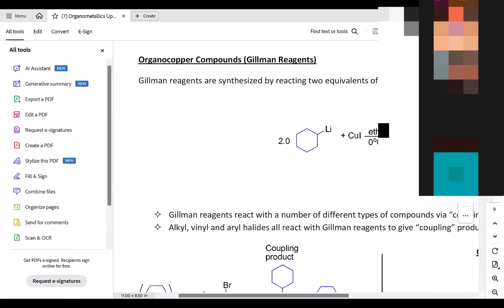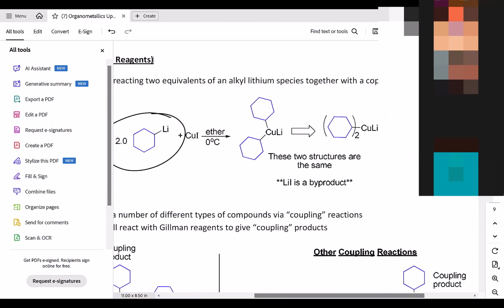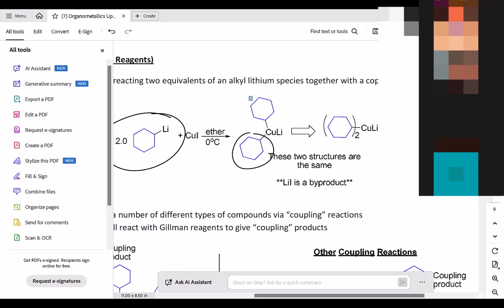So you can see right here, you start out with 2 moles of an alkyl lithium plus copper iodide. And then when you do that, you add 2 groups here. Right. Is that part clear? Are we always starting off with 2 moles?